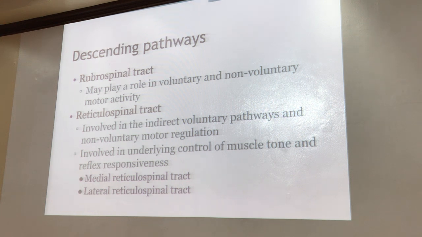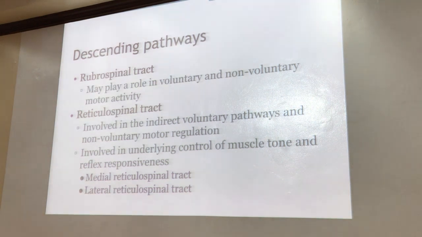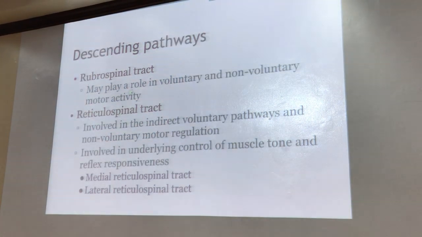Again, what's important about the descending pathways, diba? Aside from the pyramidal system or the corticospinal tract, another pathway would be the rubrospinal tract. So this would be working in coordination with the reticulospinal tract as well. So mamaya papakita natin where these are located.